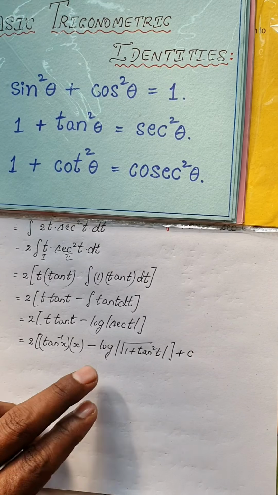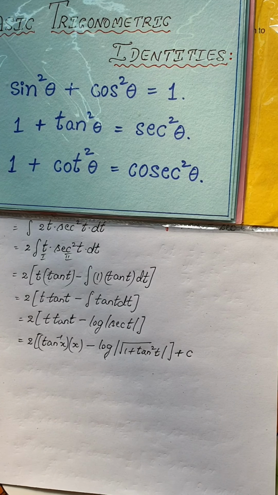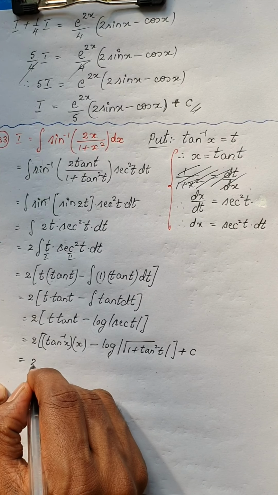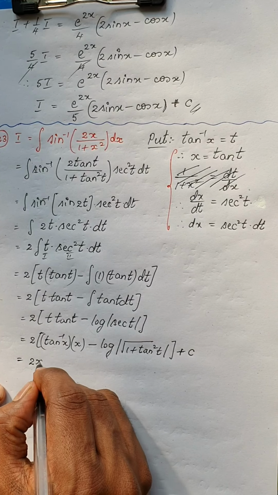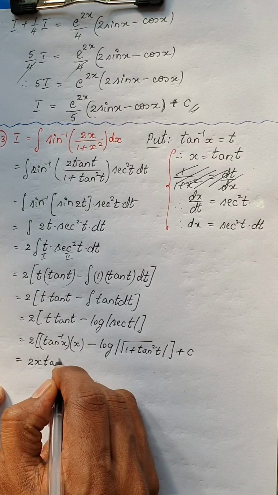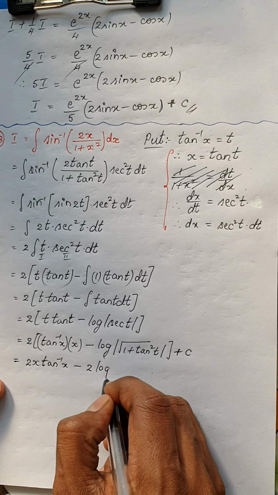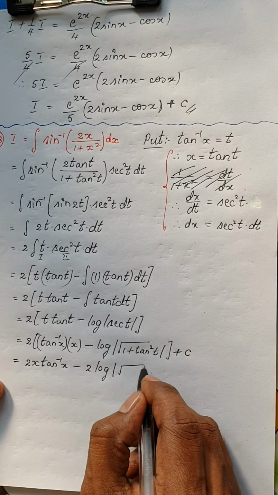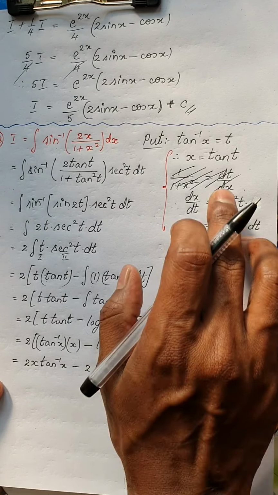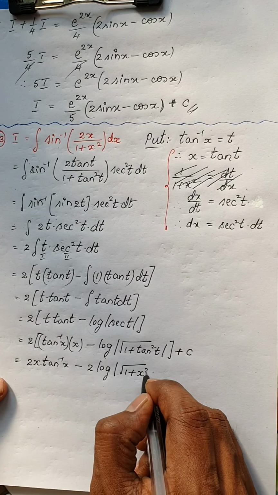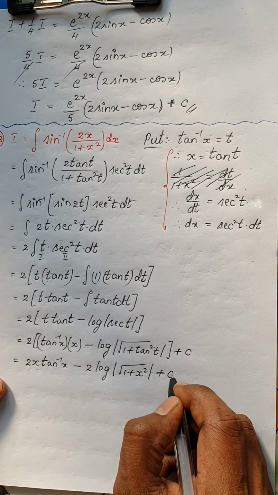See what happens now. Therefore, let me write this as, let me multiply 2 here. Now 2 into, I'll write it as x tan inverse x, minus 2 into log of mod root of 1 plus, remember tan t is x, so tan square t is nothing but x square, plus c.